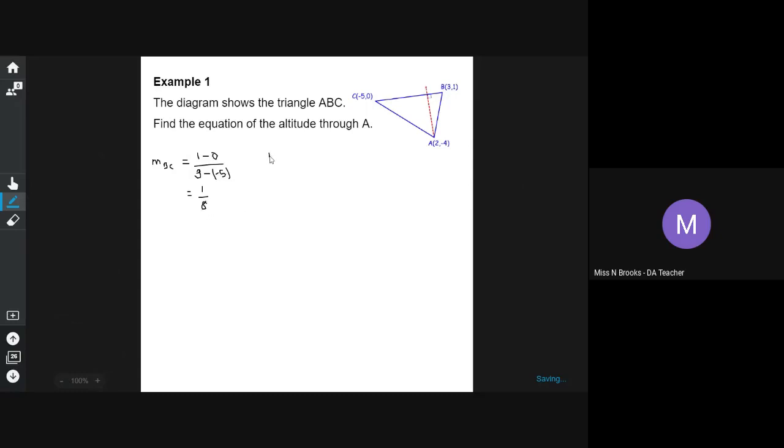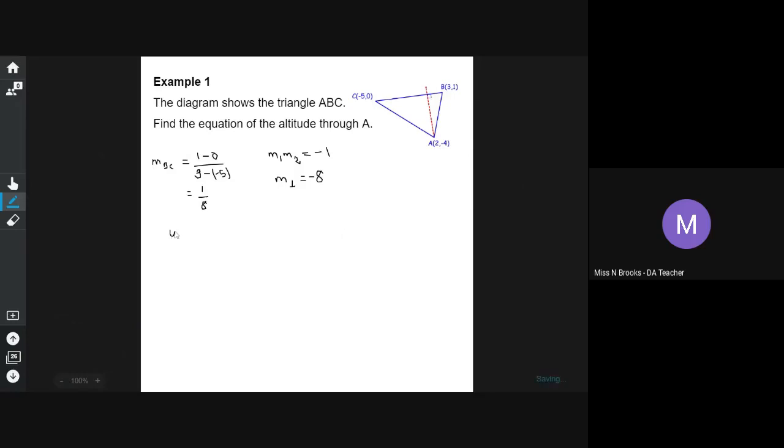Now, we remember our relationship for perpendicular gradients. M1 M2 equals -1 for perpendicular lines. So our perpendicular gradient going through A is going to be, flip our 1/8 to be 8, and then change the sign. So this was positive, and this is negative. And looking at our diagram, that makes sense, because again, our gradient is sloping down in a negative way.